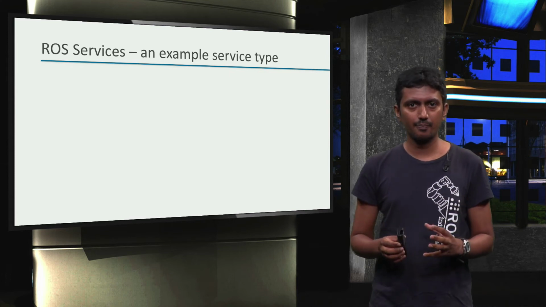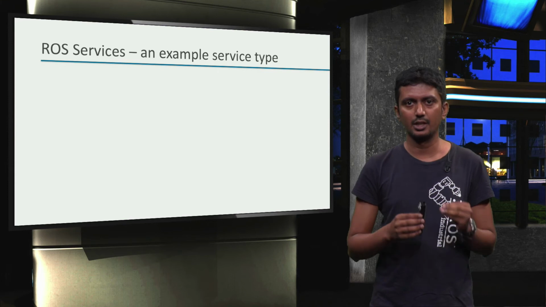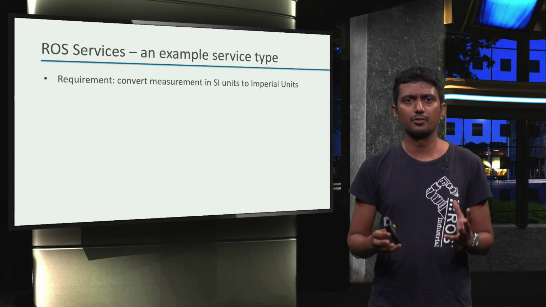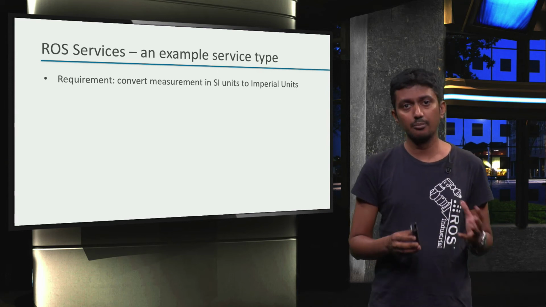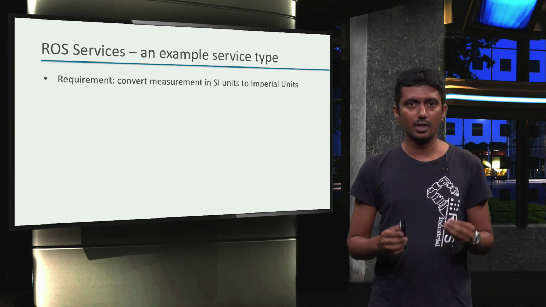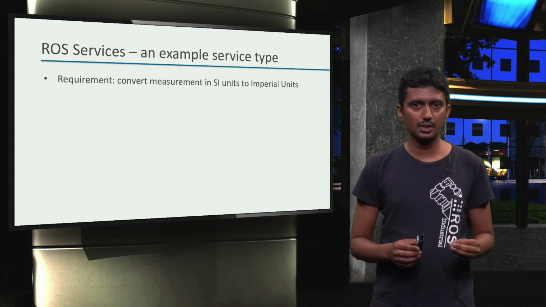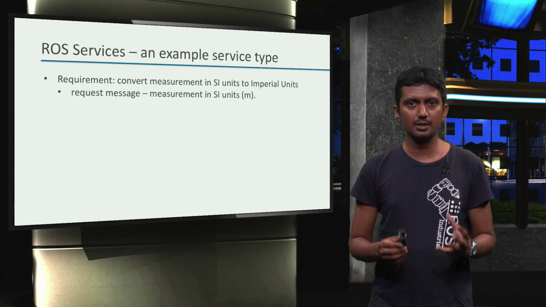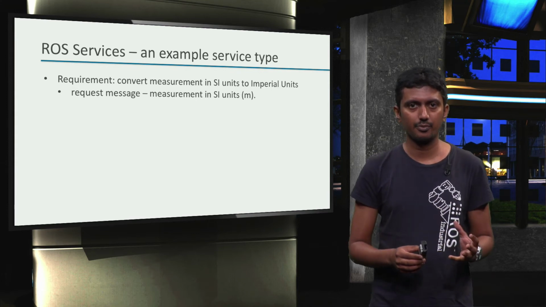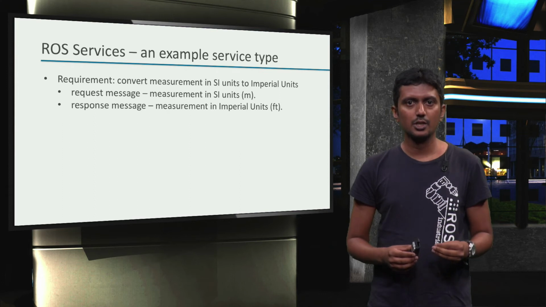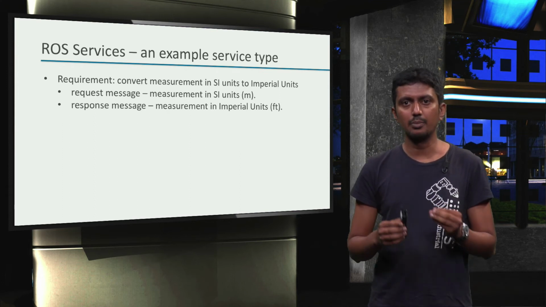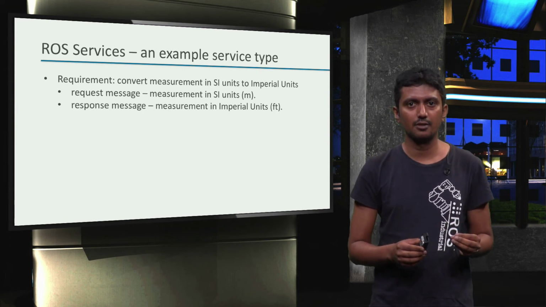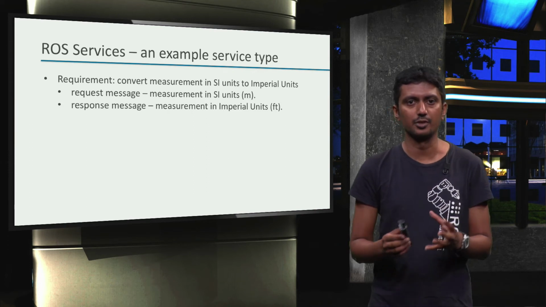In the previous videos, we worked with a simulated sensor that was publishing distance information in the SI units of meters. But in some parts of the world, people do not use SI units and use imperial units instead. So, we are required to create a ROS service that converts SI units to imperial units. Hence, our request message contains a measurement in SI units of meters, and our response message type should contain the same measurement but in imperial units of feet, including a Boolean flag to indicate the conversion was a success if a valid number was provided in the request message for conversion.